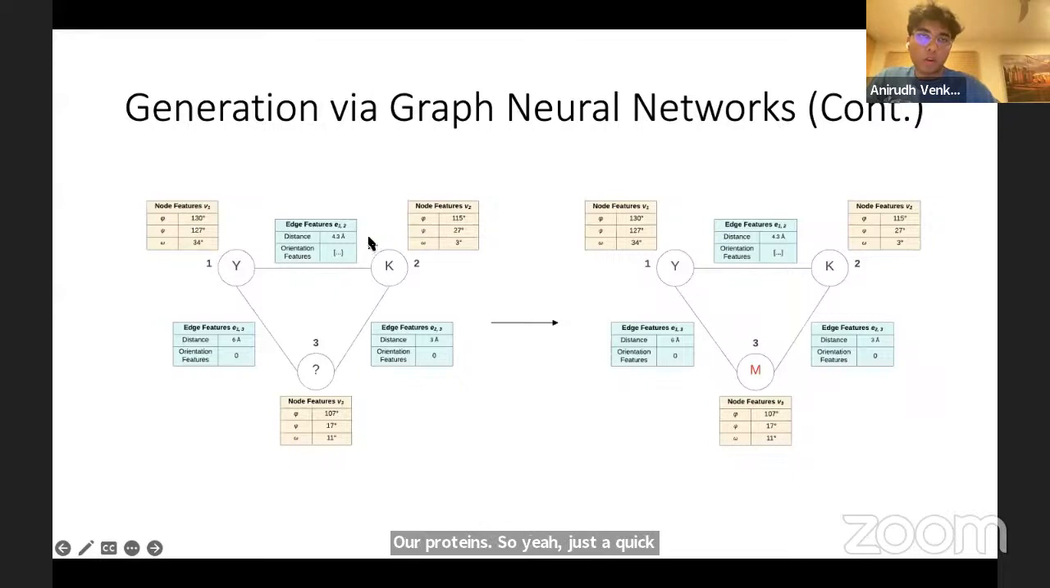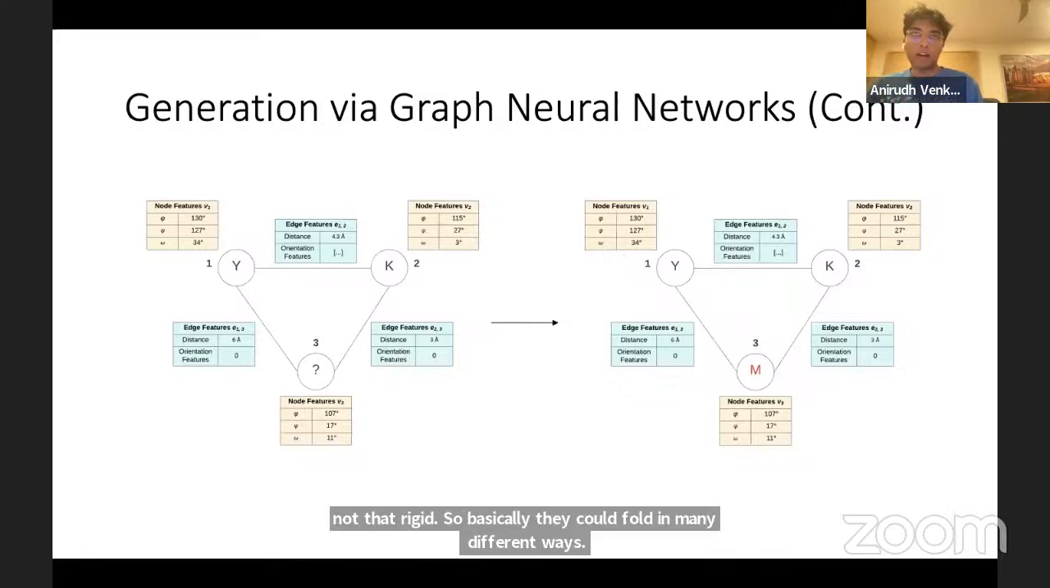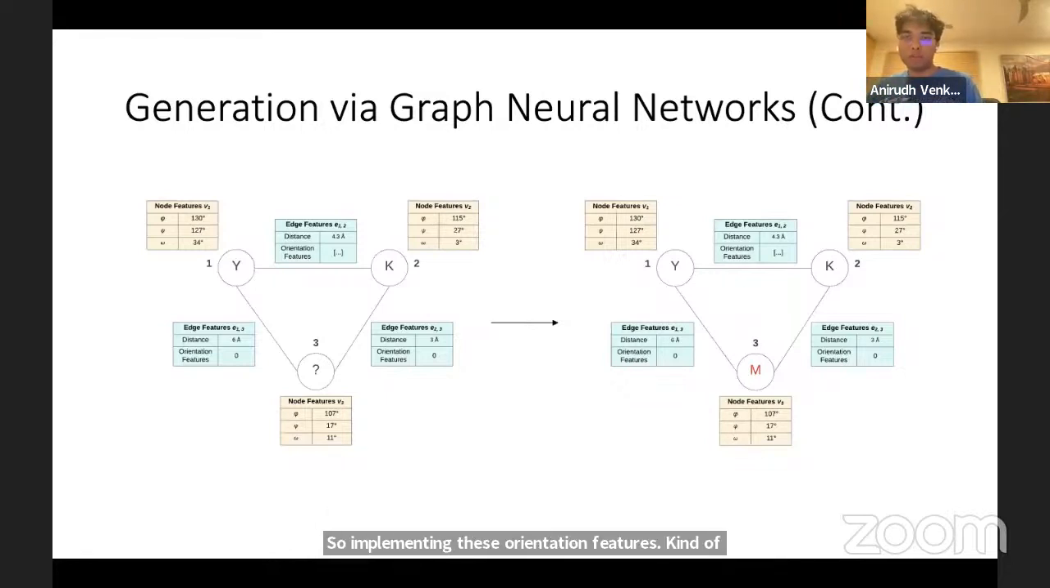So yeah, just a quick example of how the graph neural network works. The features that were used, all the node features that were used, were the dihedral angles. So this is the angles between the carbons and the nitrogens, the carbons and the oxygens, and the alpha carbons and the beta carbons. These just govern the orientations of each atom. The edge features include the distances between the atoms and a few orientation features to capture what state the protein is in, because proteins are not that rigid. They could fold in many different ways. So implementing these orientation features allows for a method to take a snapshot of what position the protein is currently in.